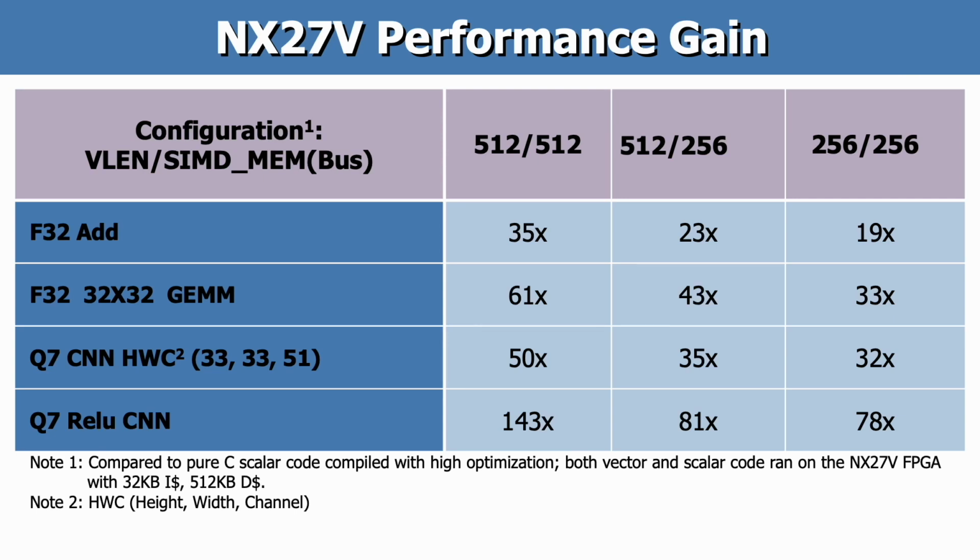So 512-bit SIMD doing a floating point 32 add, I could accelerate it about 35 times over standard RV64 instruction set. For floating point 32 GEMM, acceleration is 60 times higher, and some of the CNN functions performance gain could be about 150 times higher. So this is a very high performance engine. Of course, if you have a smaller SIMD implementation, then your performance gains might be a little less. But even at 256-bit implementation, performance gain could be up to 80 times or even higher performance gain.